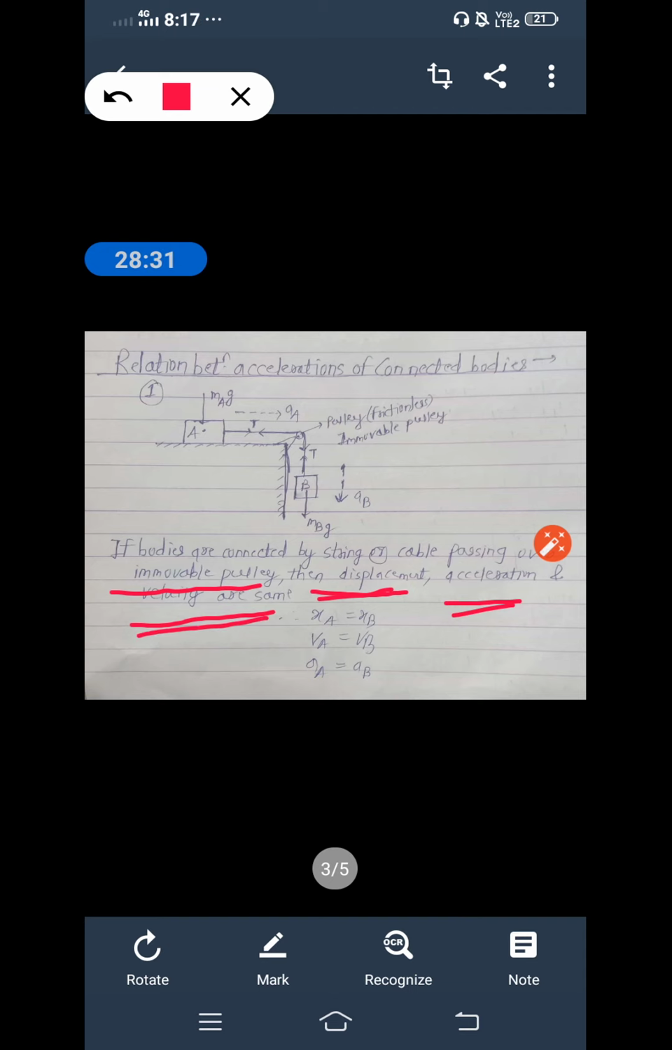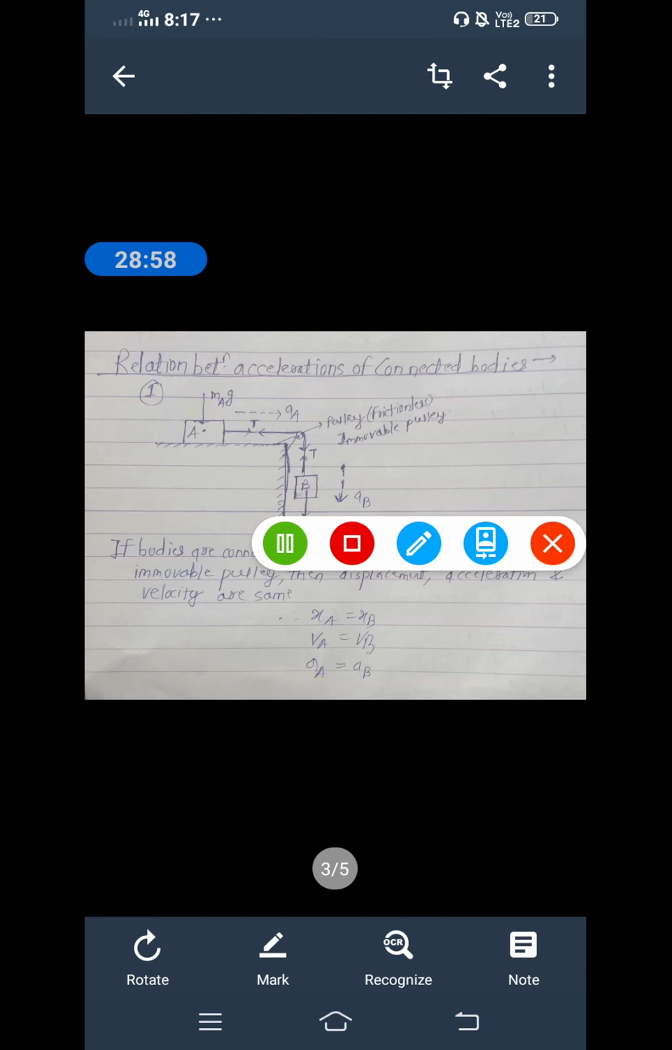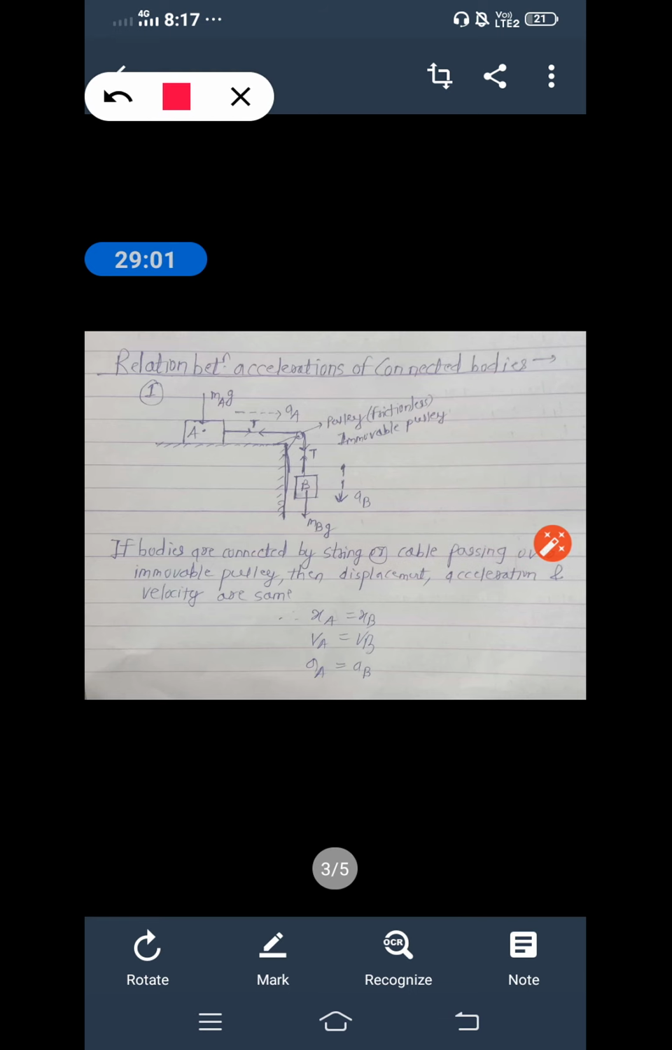Again, see the statement. What does the statement say? If the bodies are connected by a string and that string is passing over a frictionless as well as immovable pulley, then the displacement, acceleration and velocity of both block A and block B are the same. Okay, now see one by one. What is the displacement here? XA is equal to XB.